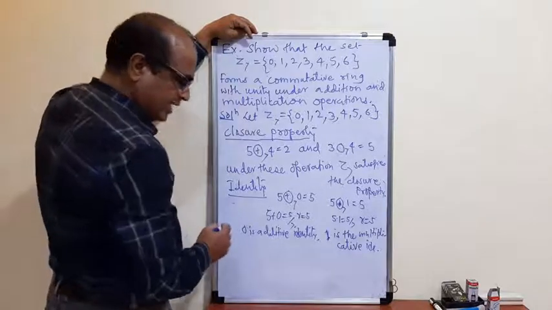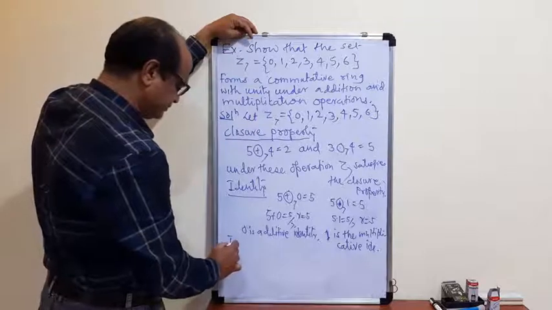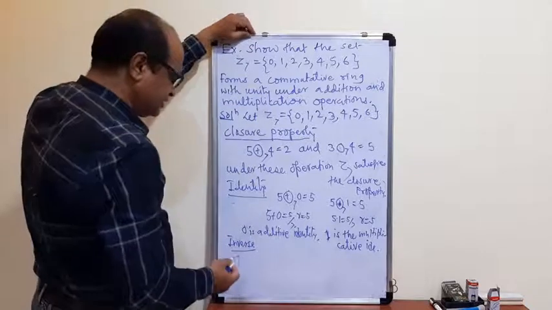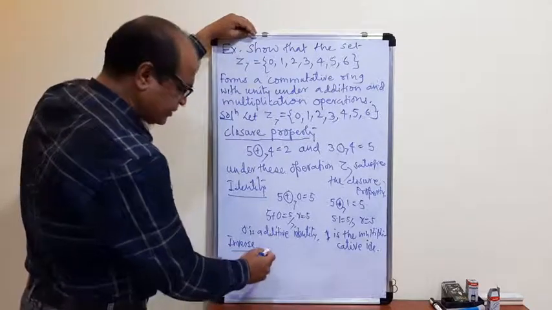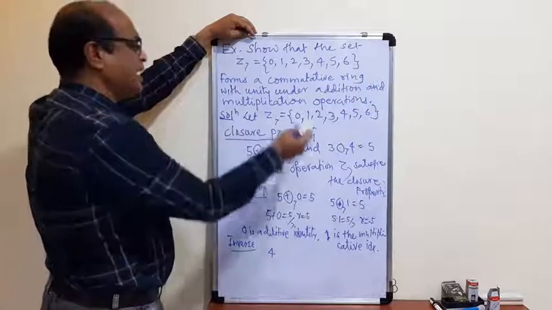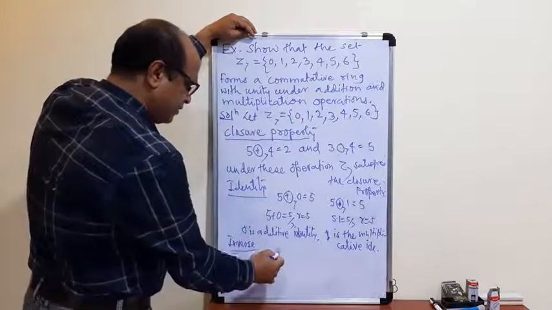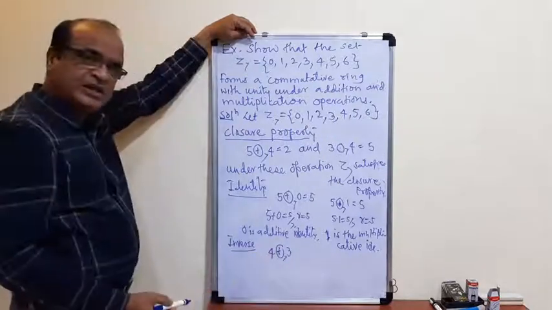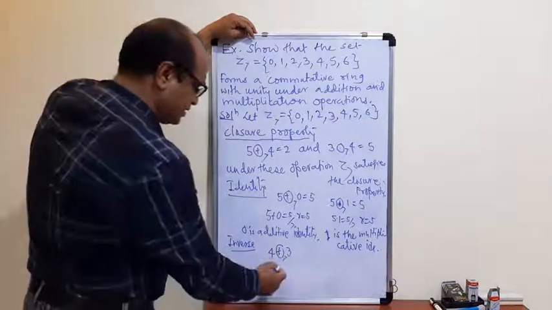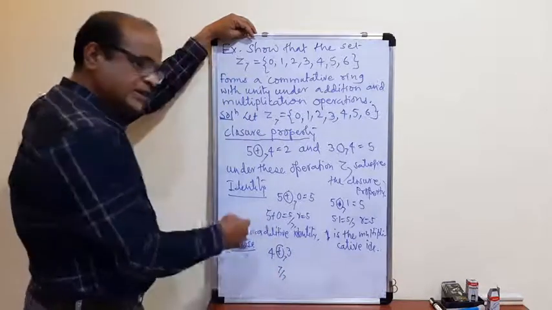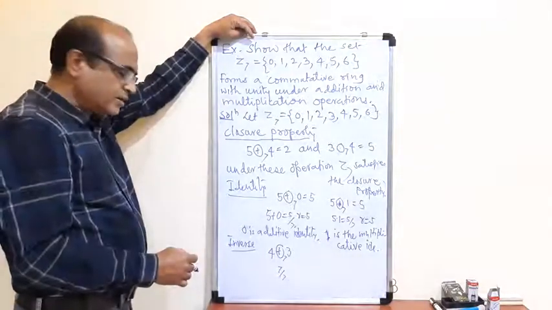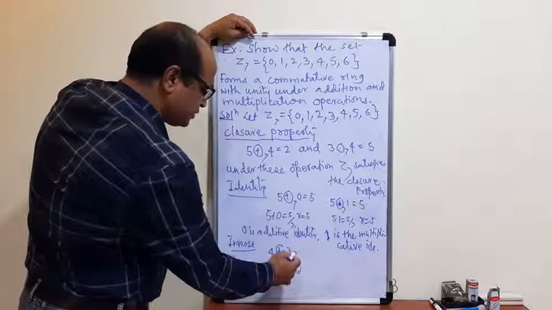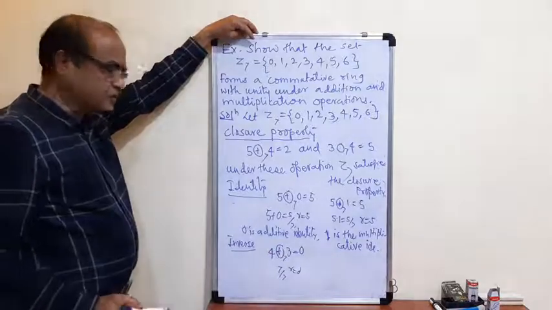Next is the existence of inverse. So what is the existence of inverse here? We take element 4 from this set, and again take element 3. So what is 4 plus 3? 4 plus 3 is 7. 7 divided by 7 is 1 and the remainder is 0. R is 0 here. So this is equal to 0.